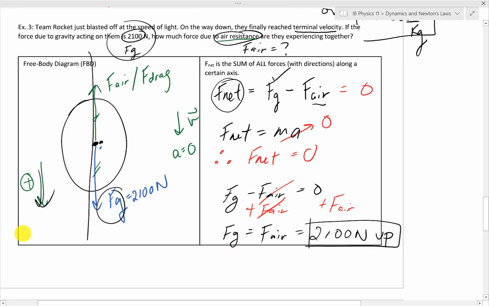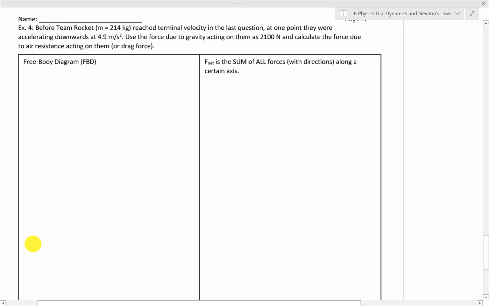And you might have thought, oh, why did you go through all of that if you knew they were equal in the first place? It's just going through the process of doing the Fnet equations, because you're going to need that for the next problem, which I'm going to give you a chance to try right now.